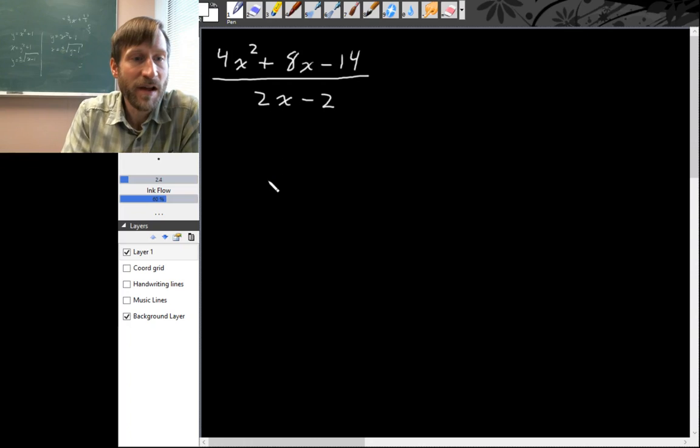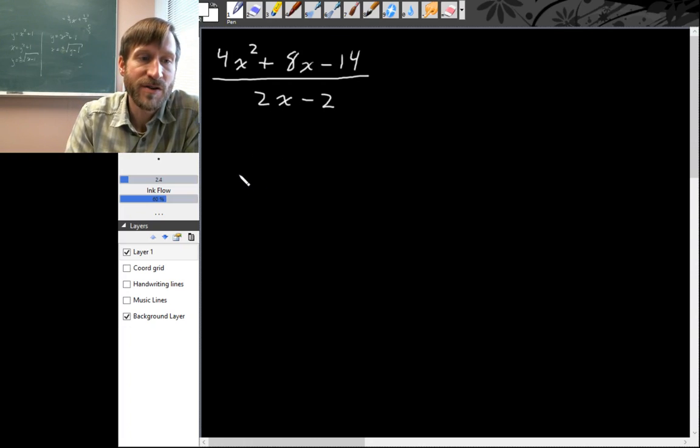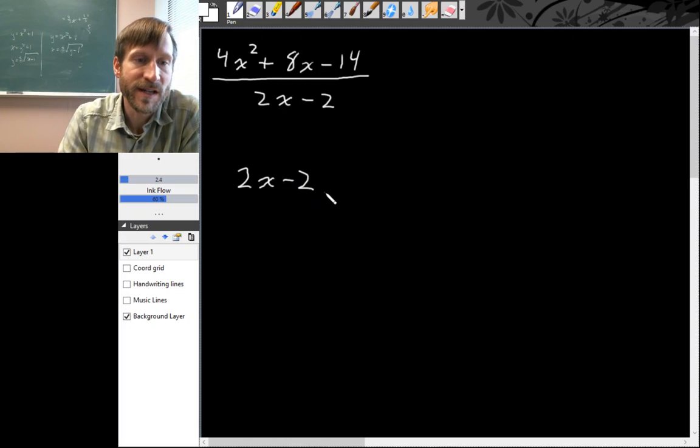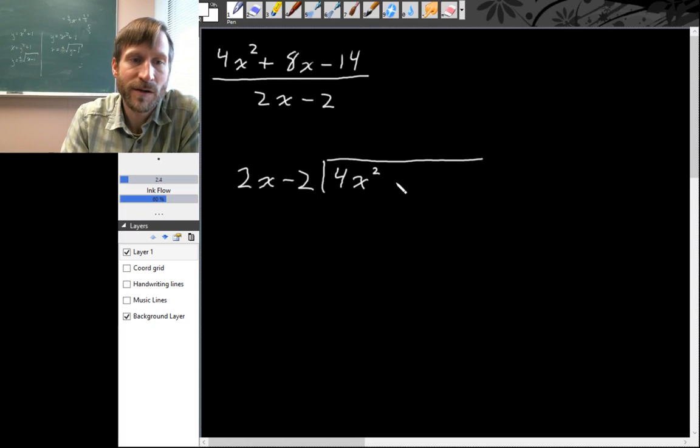So we're going to set up our long division for polynomials just like we would for integers. Our divisor, the bottom of our division, goes over here, 2x minus 2. And then in this sort of weird brackety thing, we put our numerator, it's called the dividend, 4x squared plus 8x minus 14.